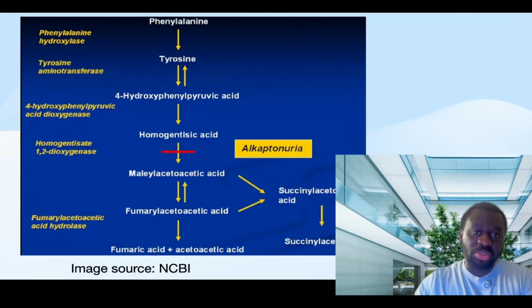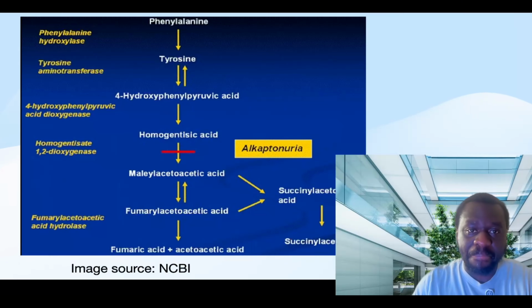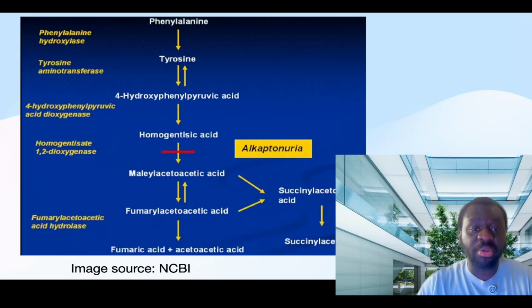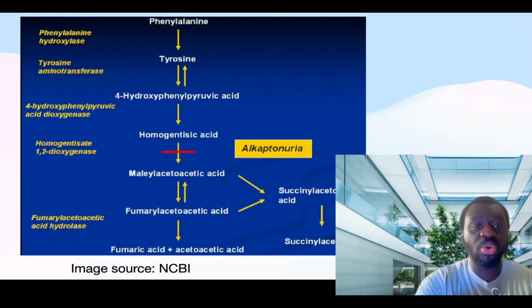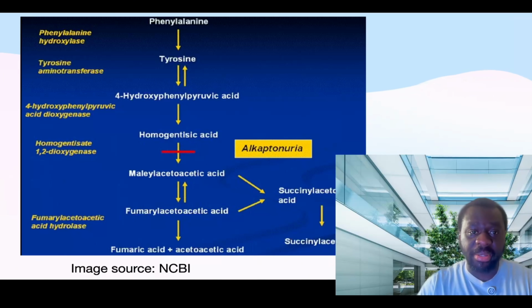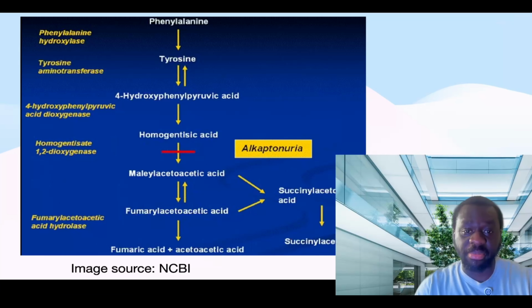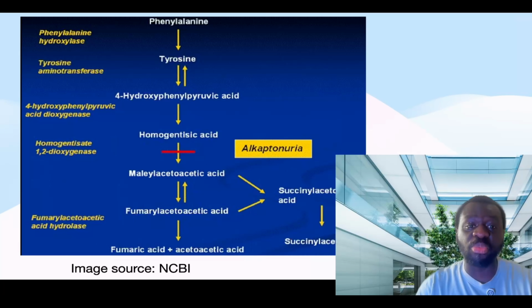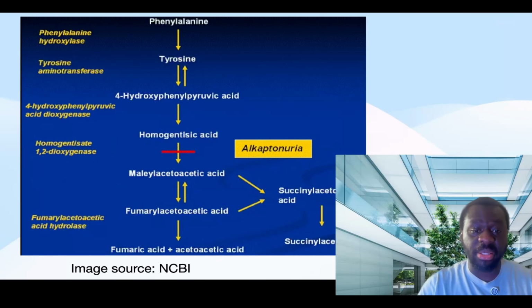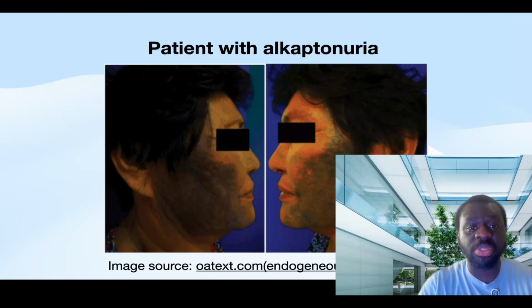This image illustrates the enzymatic pathway or cascade of breakdown of phenylalanine to tyrosine, and then you can see homogentisic acid being a substrate. Once that homogentisate 1,2 dioxygenase enzyme is deficient, then there cannot be further breakdown of homogentisic acid, which then accumulates, leading to alkaptonuria or endogenous ochronosis.